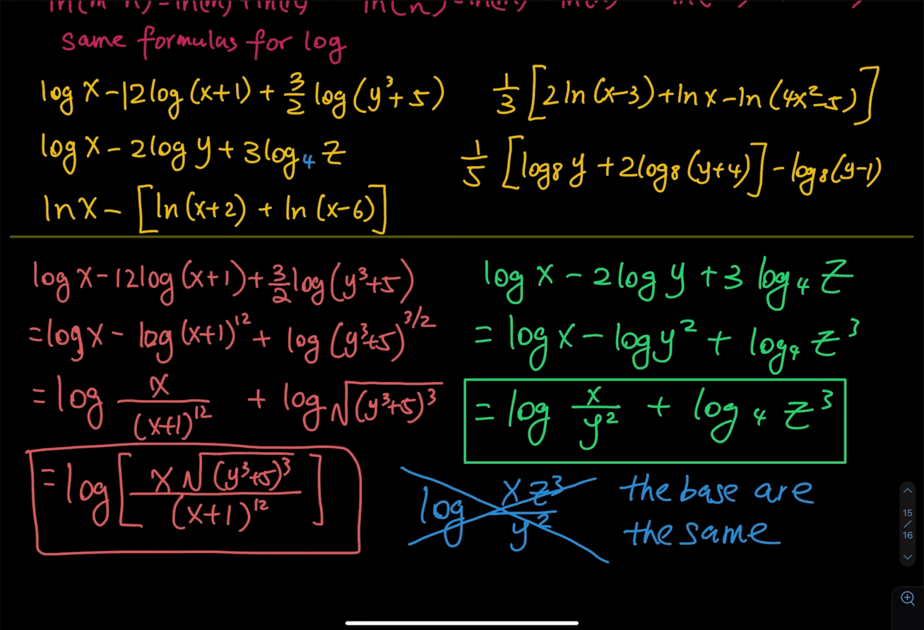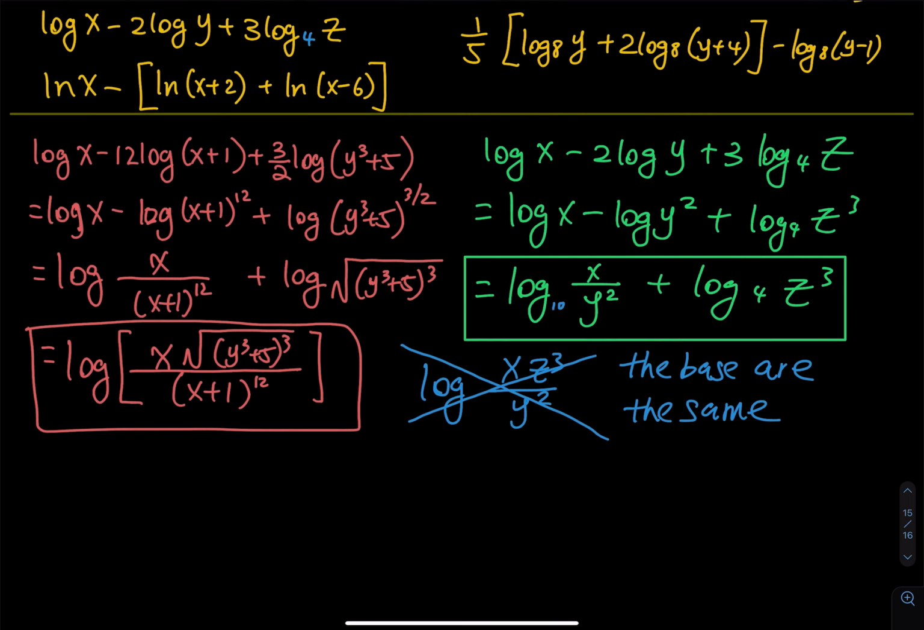They don't have the same base. We have base 10 and base 4, so there is no way to condense them. All right, moving on to the next one, we have a ln x minus a square bracket.